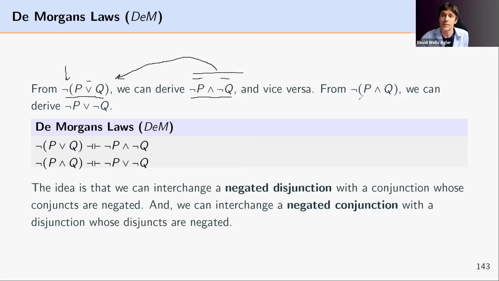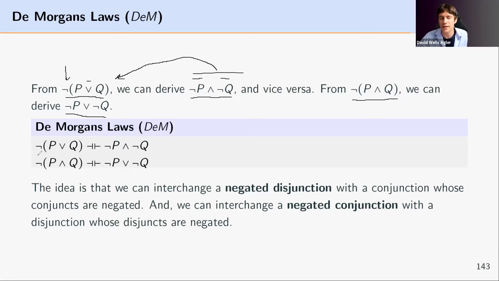In addition, DeMorgan's Laws also state that if you had a negated conjunction, so this is where the operator is the and, you can reason to a disjunction, but the disjuncts of the disjunction that you are reasoning to are now negated, as well as vice versa. So you can swap those two formulas back and forth.